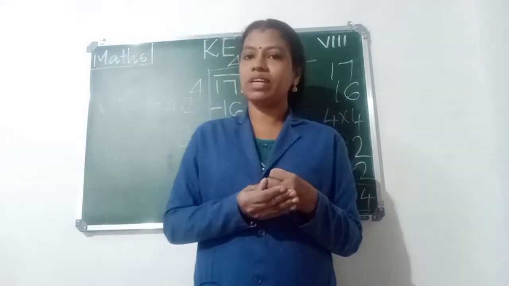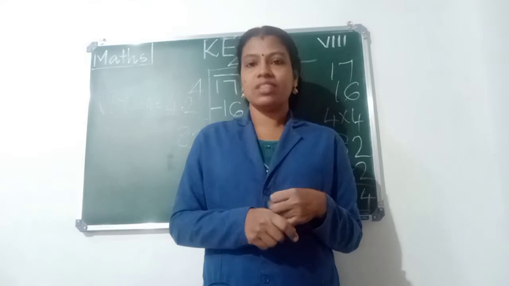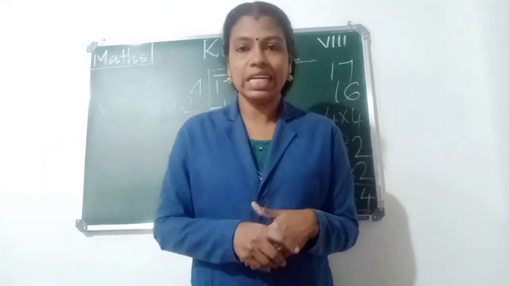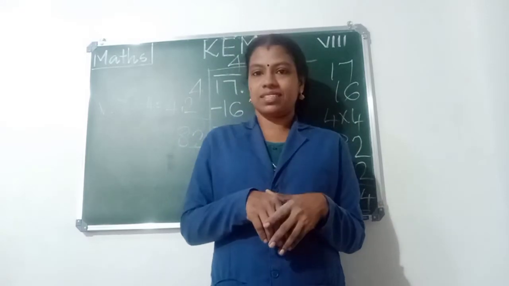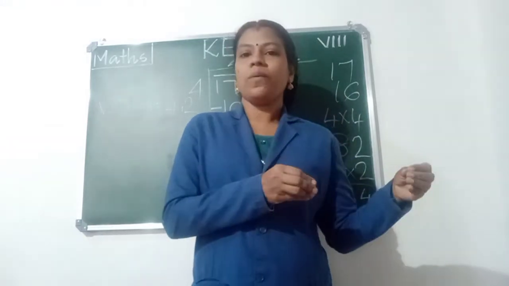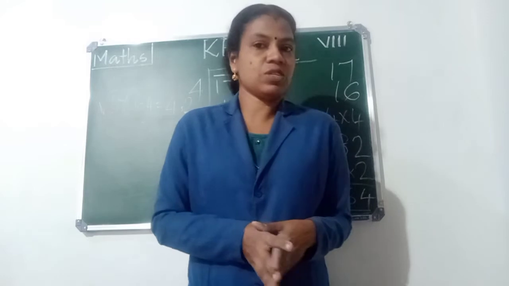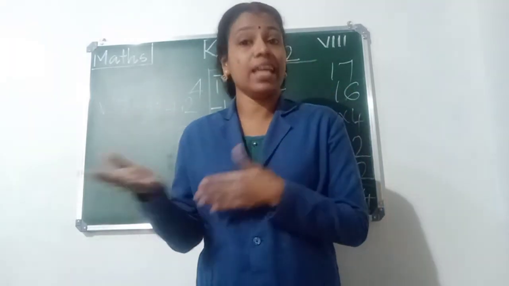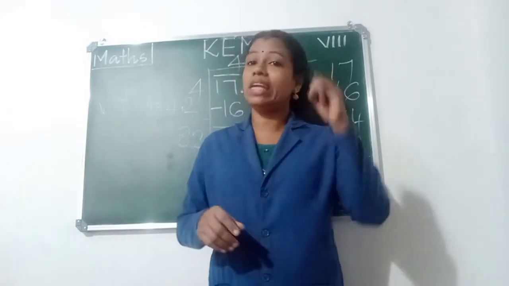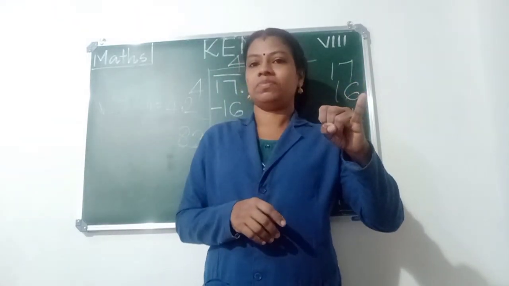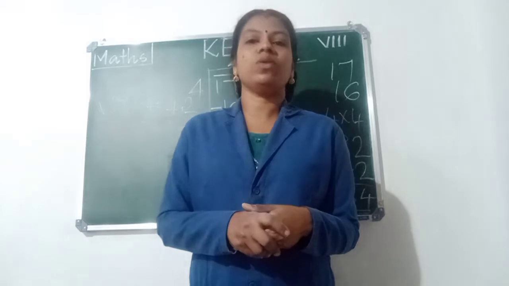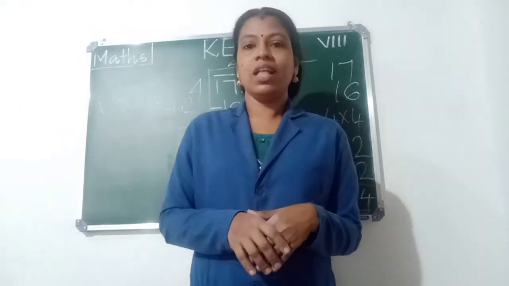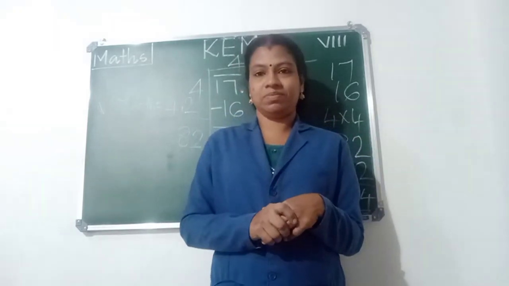Square root of 49, 7. Square root of 81, 9. Square root of 36, 6. Clear? So, if a perfect square have 1 digit and 2 digit, then their square root will have only 1 digit itself.